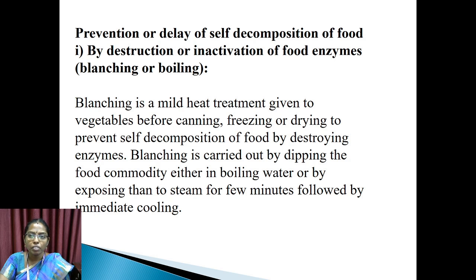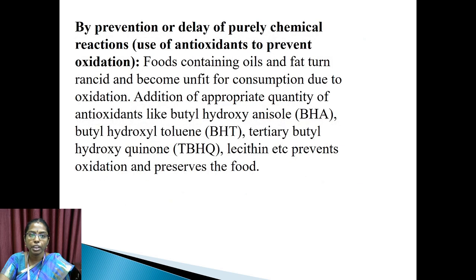Prevention or delay of self-decomposition of food by destruction or inactivation of food enzymes. Blanching is a mild heat treatment given to vegetables before canning, freezing or drying to prevent self-decomposition of food by destroying enzymes. Blanching is carried out by dipping the food commodity either in boiling water or by exposing it to steam for a few minutes, followed by immediate cooling.